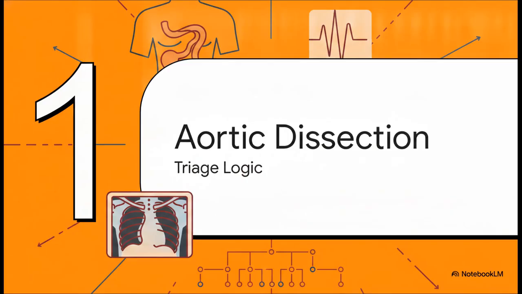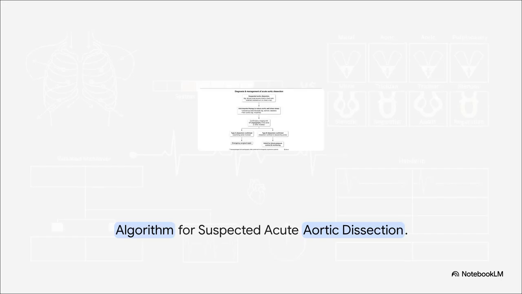Aortic Dissection Triage Logic. Picture this. A patient presents with abrupt onset severe tearing chest or back pain, and their blood pressure is just sky high. If you suspect an aortic dissection, your absolute first move, before you even think about imaging, is to administer anti-impulse therapy. You've got to reduce that aortic wall shear stress. Think IV beta blockers like Esmolol.